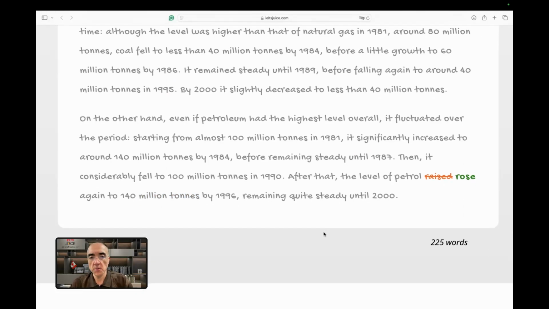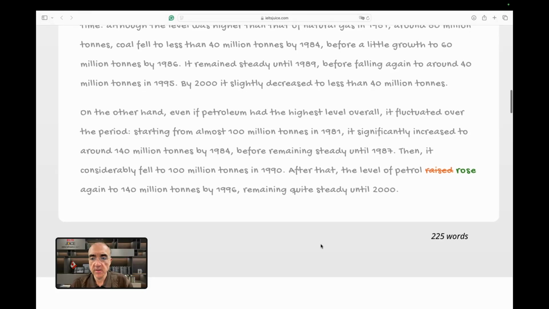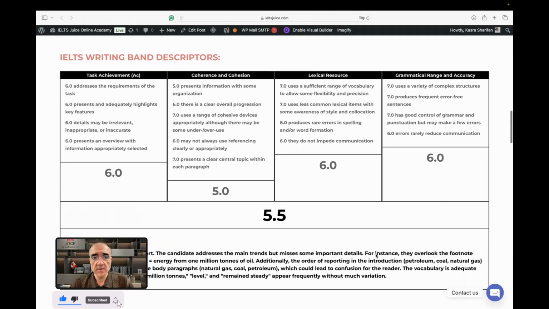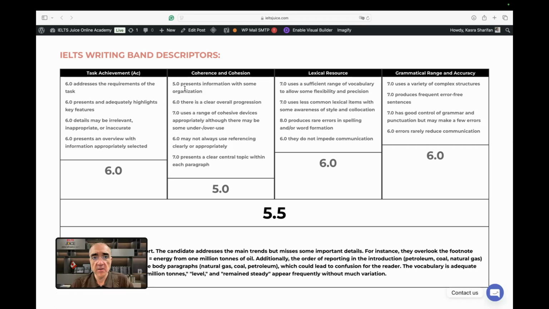225 words. Okay. That's a lot of words, but we didn't achieve very much, unfortunately. Let's look at the band descriptors. Yeah. The organization was an issue. We had irrelevant, inappropriate, and inaccurate elements. We didn't compare much. We did summarize, we understood the highlights, but we did not compare very well.